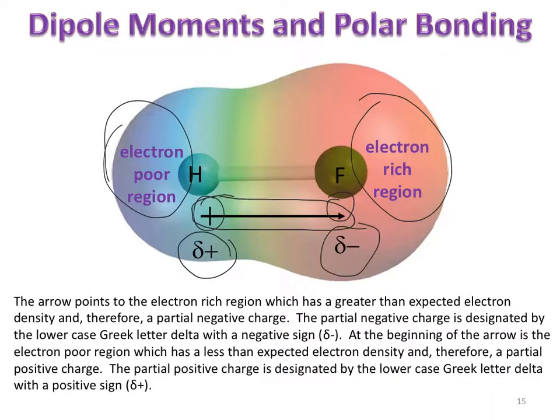It's not until we get to the high differences and we get complete transfer that we get full charges that we would see, let's say, in sodium fluoride, where the sodium is +1 and the fluoride is F-.